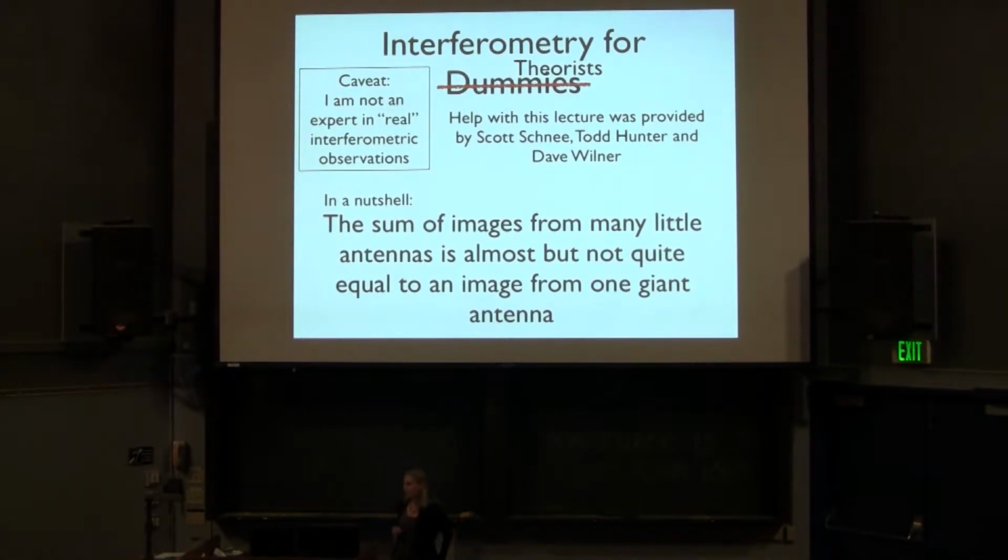So interferometry, in a nutshell, is that basically the sum of images from many little antennas is almost, but not quite equal to an image from one giant antenna. Okay? So the interesting part is the almost but not quite equal. So understanding what you actually can infer, what your pluses and minuses are in terms of using this observational technique.